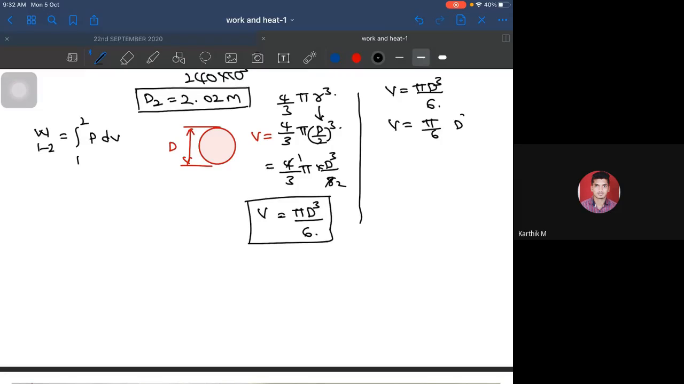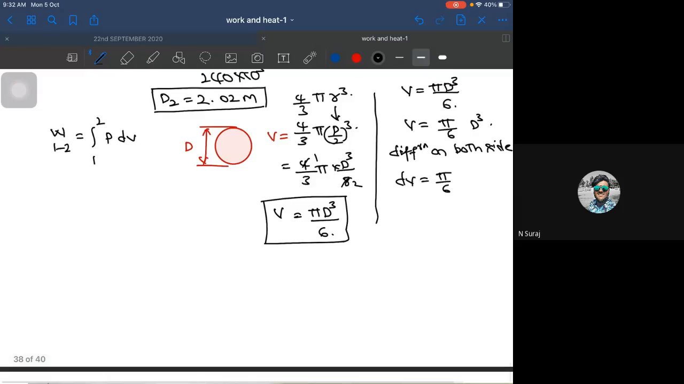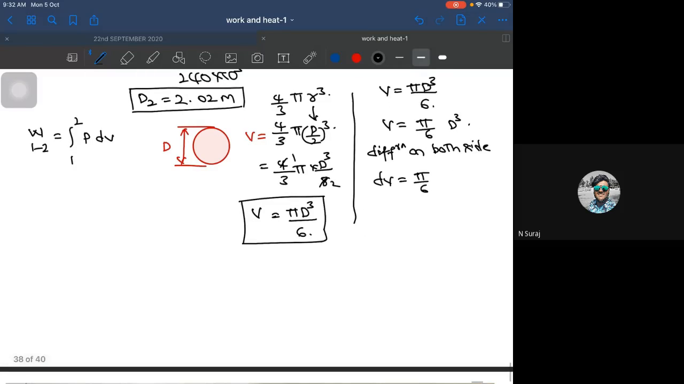Now, I'll be differentiating on both sides. So if you differentiate on both sides, it would be dV is equal to pi by 6, which is constant, into the differentiation of d cube. The differentiation of x to the power of n is n into x to the power of n minus 1. Exactly. So d cube gives 3 into d square. Am I right?